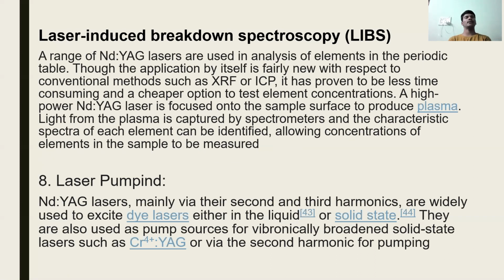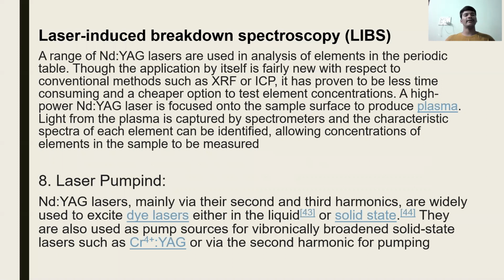And now another one, laser induced breakdown spectroscopy, LIBS. A range of Nd:YAG lasers are used in analysis of elements in the periodic table. Though the application by itself is fairly new, with respect to conventional methods such as XRF or ICP, it has proven to be a less time consuming and cheaper option to test element concentrations.